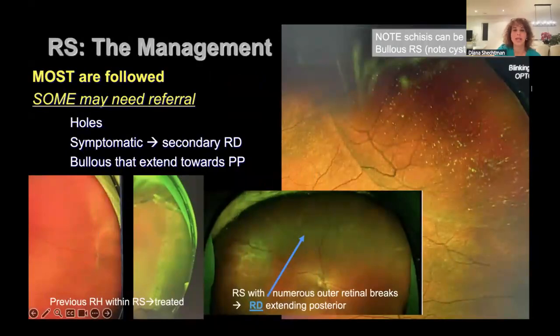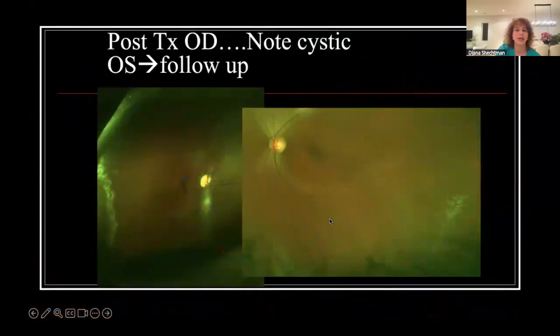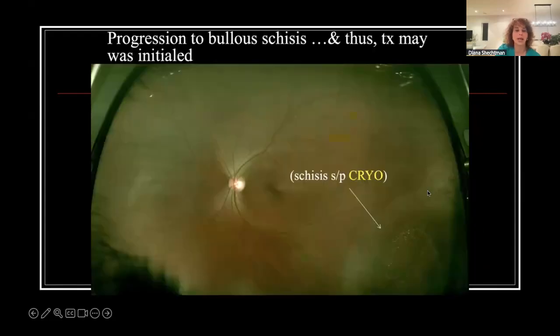When should we manage? Well, schisis can have holes or breaks. I might get a second opinion on those. Any schisis that progresses, they may even lead. This is a schisis on this side. Notice all the variable outer holes. Notice the actual folding around the area, but this is a retinal detachment. So they can lead to an RD. This is a particular schisis on this side. This was treated previously. That progressed, hence it was treated.